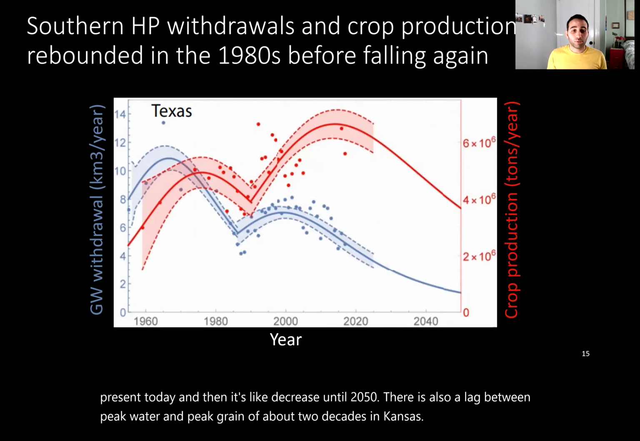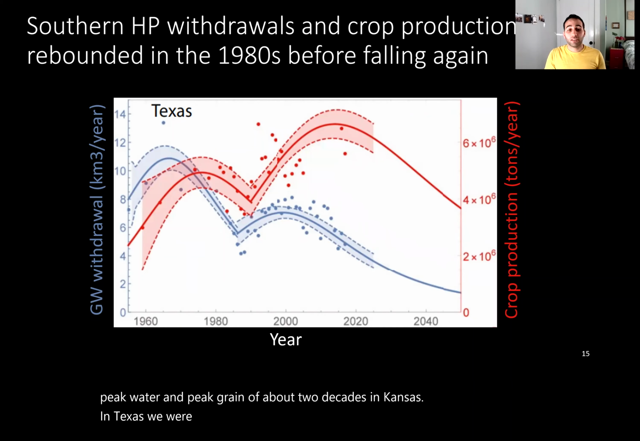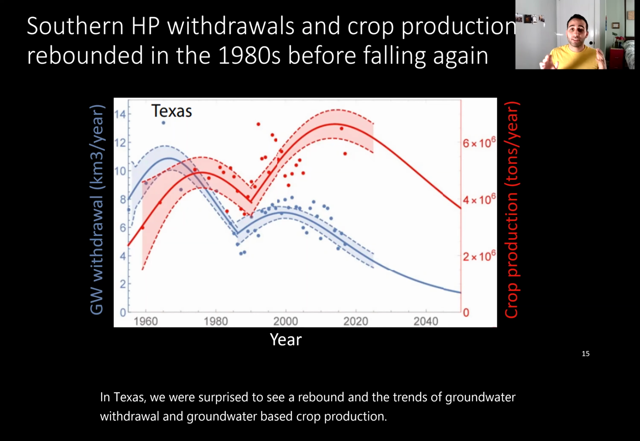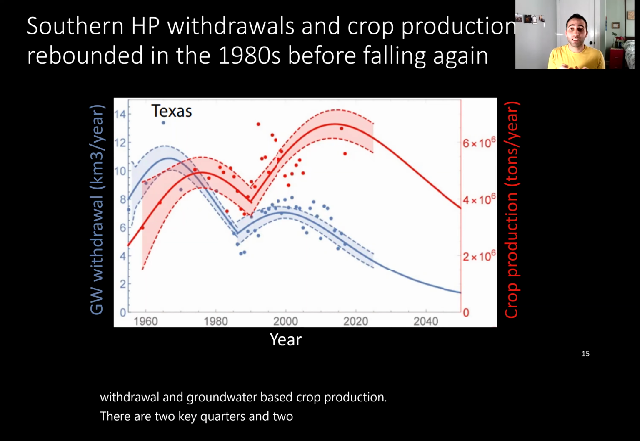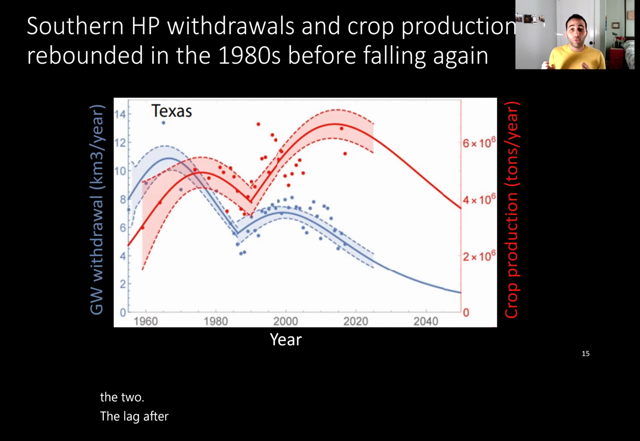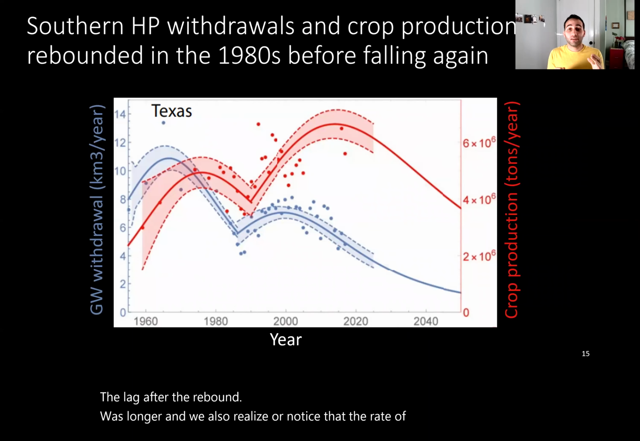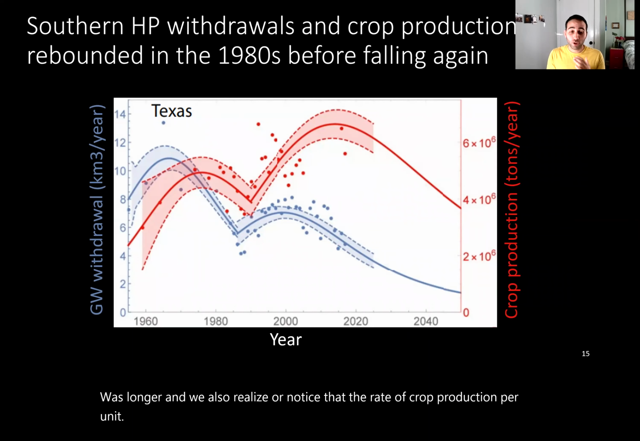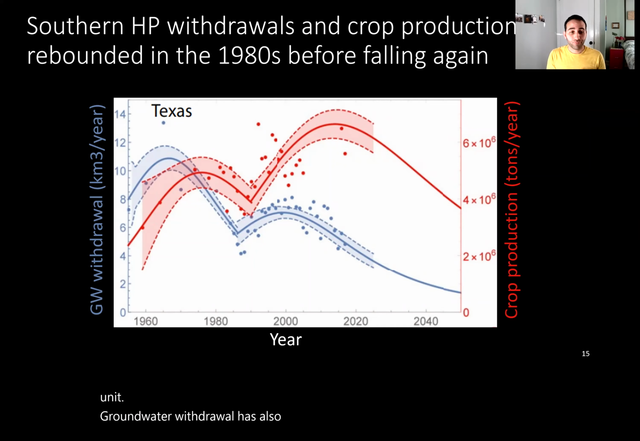In Texas, we were surprised to see a rebound in the trends of groundwater withdrawal and groundwater-based crop production. There are 2 peak waters and 2 peak grains, and the lag still existed between the two. The lag after the rebound was longer, and we also noticed that the rate of crop production per unit groundwater withdrawal has also increased after the rebound.